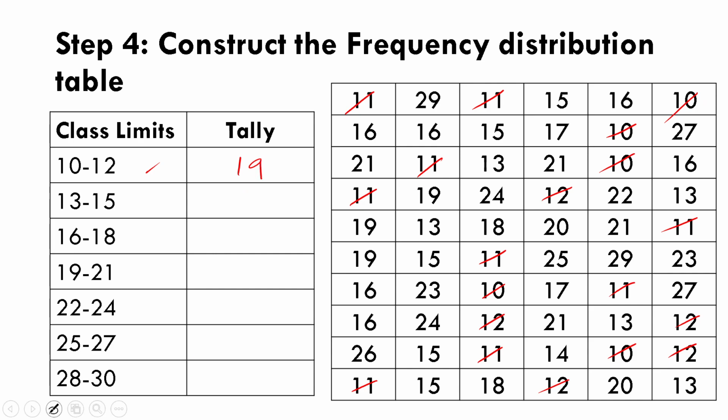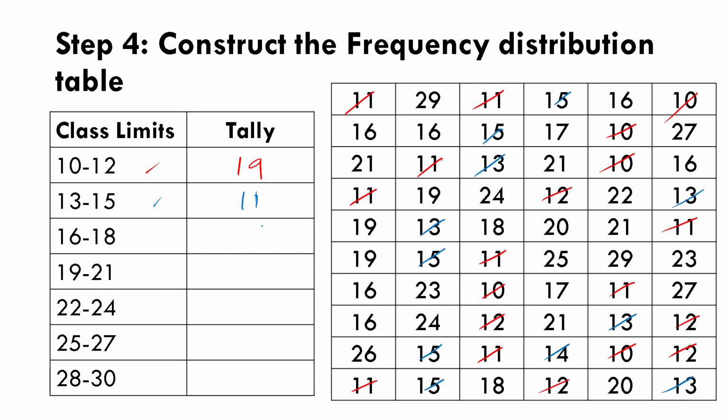Now let's go to the second interval. We have 13 to 15. So we have 1, 2, 3, 4, 5, 6, 7, 8, 9, 10, 11. There are 11 all in all on the interval 13 to 15. So that's how you do the tally. We just have to cross out the values that fall in each interval.